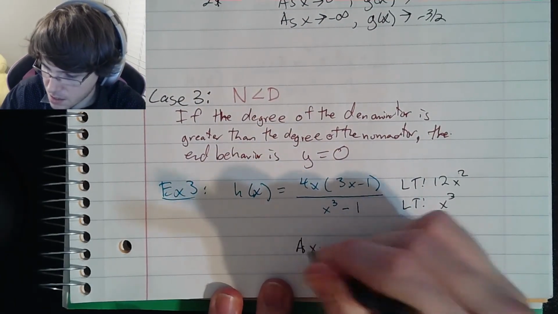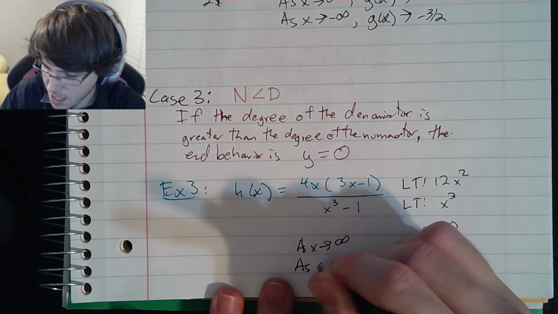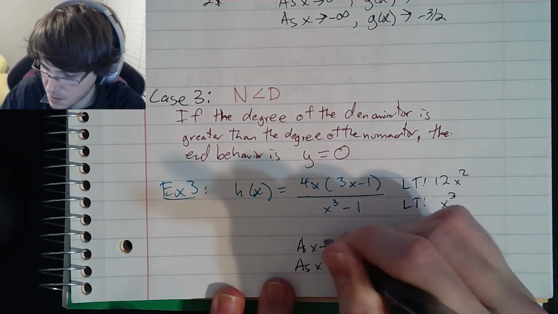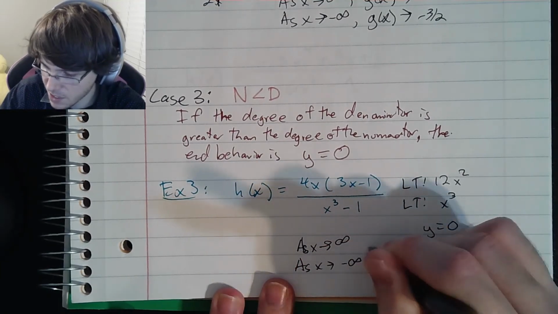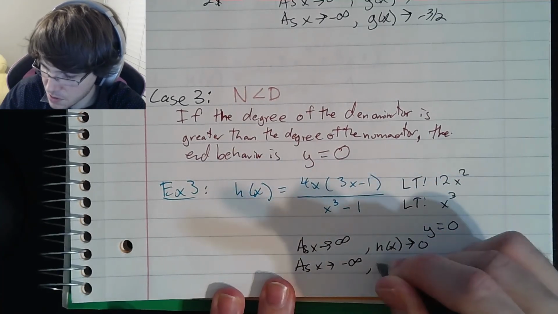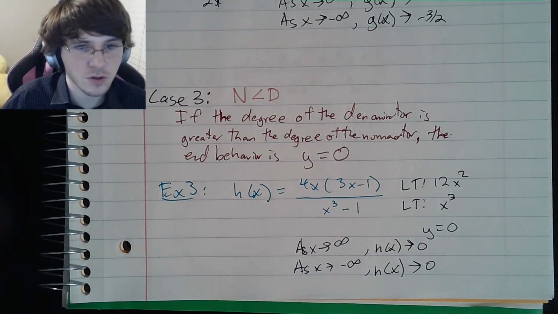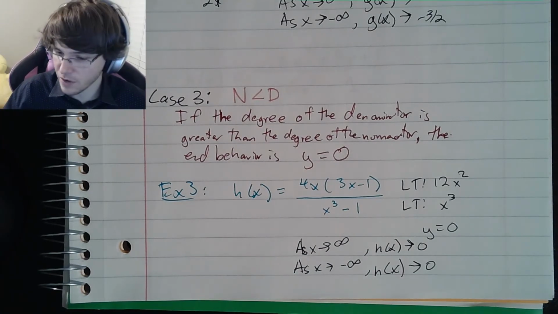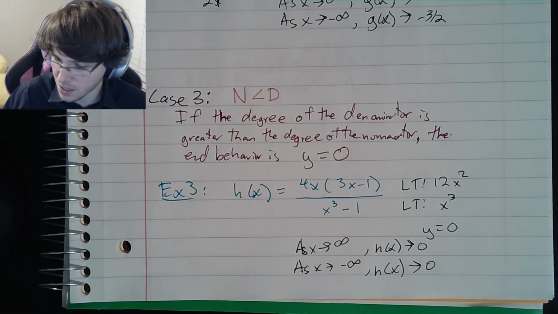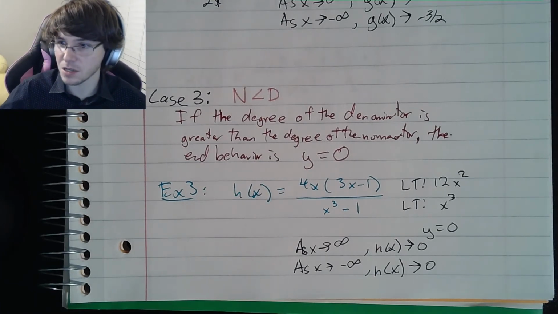As x approaches infinity, as x approaches negative infinity, h of x approaches 0. And again, if you'd like to see that this is what happens, you can go graph it on Desmos. I'm not going to do it for you right now. Hopefully we'll have a more full understanding of this later, but for now, you just need to know these 3 cases.